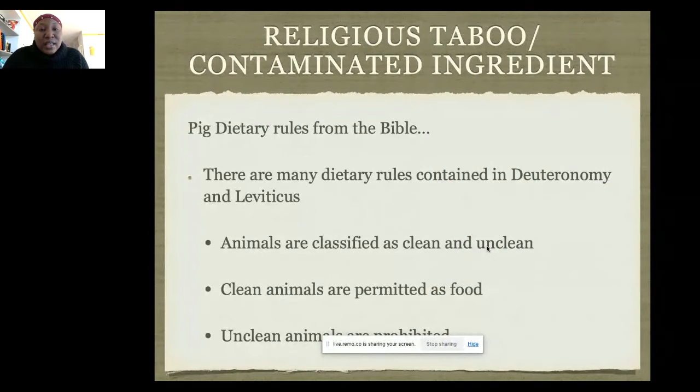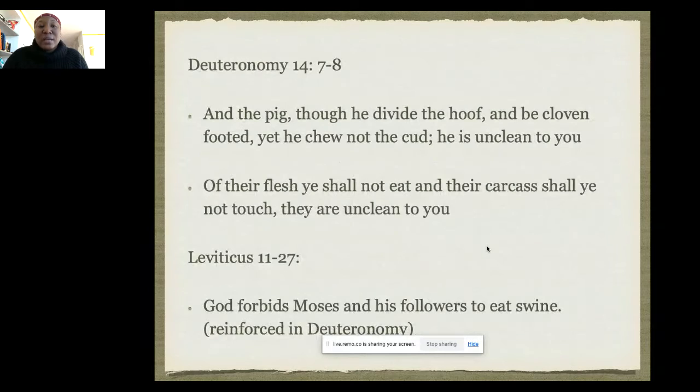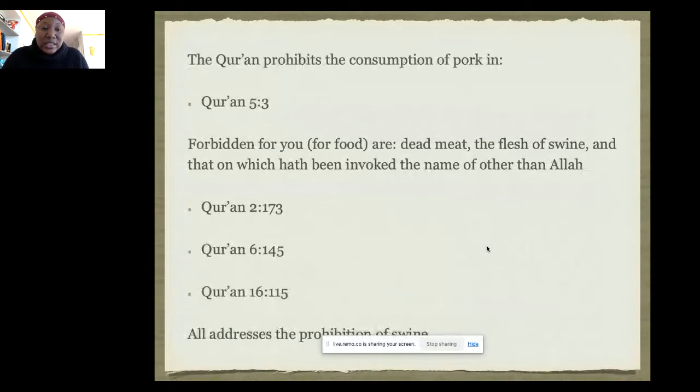And the second category is that it's a religious taboo. So there are rules contained in Deuteronomy and Leviticus that describe the pig as unclean, and clean animals are permitted as food, whilst unclean animals are prohibited. Now, I delve a little bit into what Mary Douglas presents as a symbolic interpretation of these things. So she describes the pig as not conveniently fitting into the Israelites' categorization of what a domestic animal should be. So one has the cloven hooves, but it's unable to chew the cud. So for that matter, it is not to be kept, because you cannot even use the skin for wool, you cannot get milk from it.